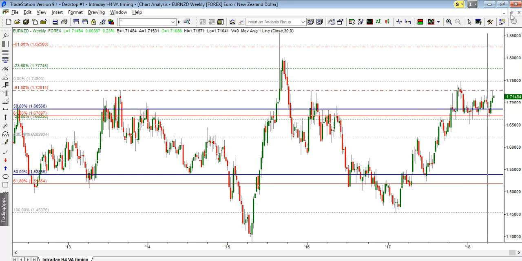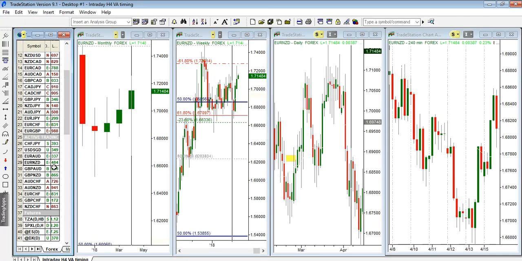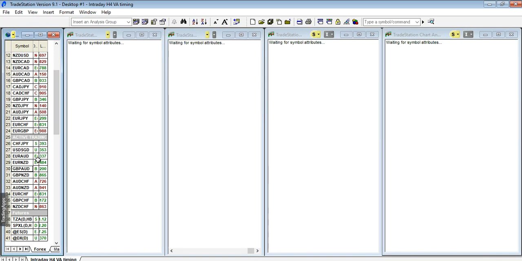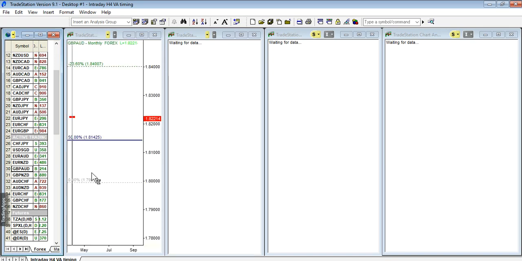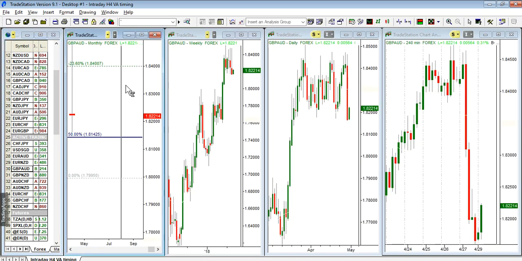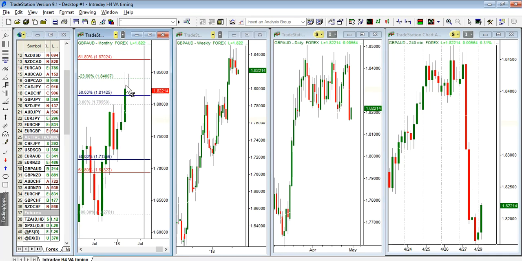So I wouldn't give a lot of importance to the levels at this stage on this market. Pound versus Australian dollar. This market, let's have a look on the larger time frame as well.